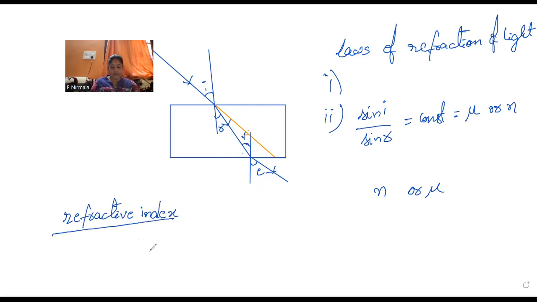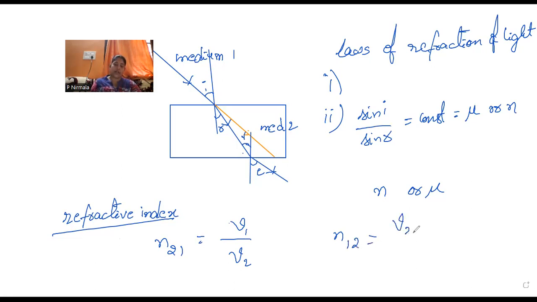Okay, what is the formula for the refractive index when light passes from one medium to another? This is medium one and this is medium two. For example, the refractive index of medium 2 with respect to medium 1 equals the speed of light in the first medium divided by the speed of light in the second medium. And the refractive index of medium 1 with respect to 2 is the speed of light in the second medium divided by the speed of light in the first medium.